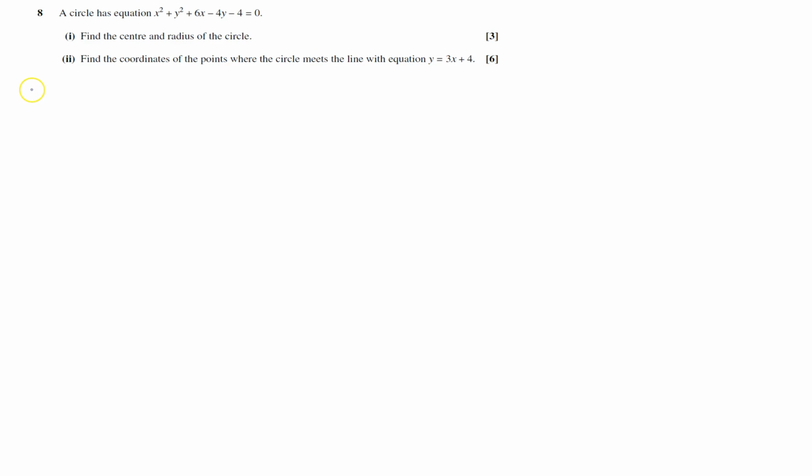I've got to find the center and radius of this circle. So I'm going to put it into completed square first. To start off with, I'm going to make sure that the x's and the y's are next door to each other. And then we've got take away 4 equals 0.